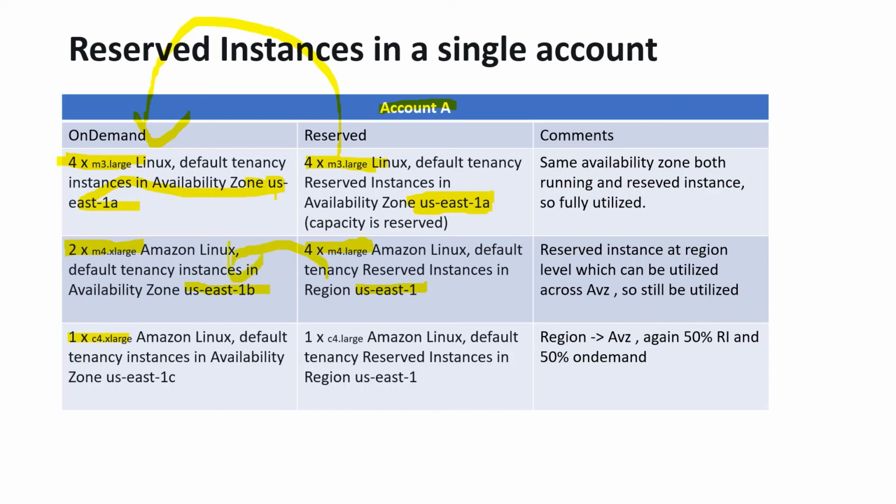Okay, and there is one C4.large, but here you have one C4.xlarge. As per the normalization factor, 2 C4.large is equivalent to 1 C4.xlarge, but here we have only 1 C4.large. So what happens? 50% would be counted as reserved, and the rest of the 50% will be on demand.